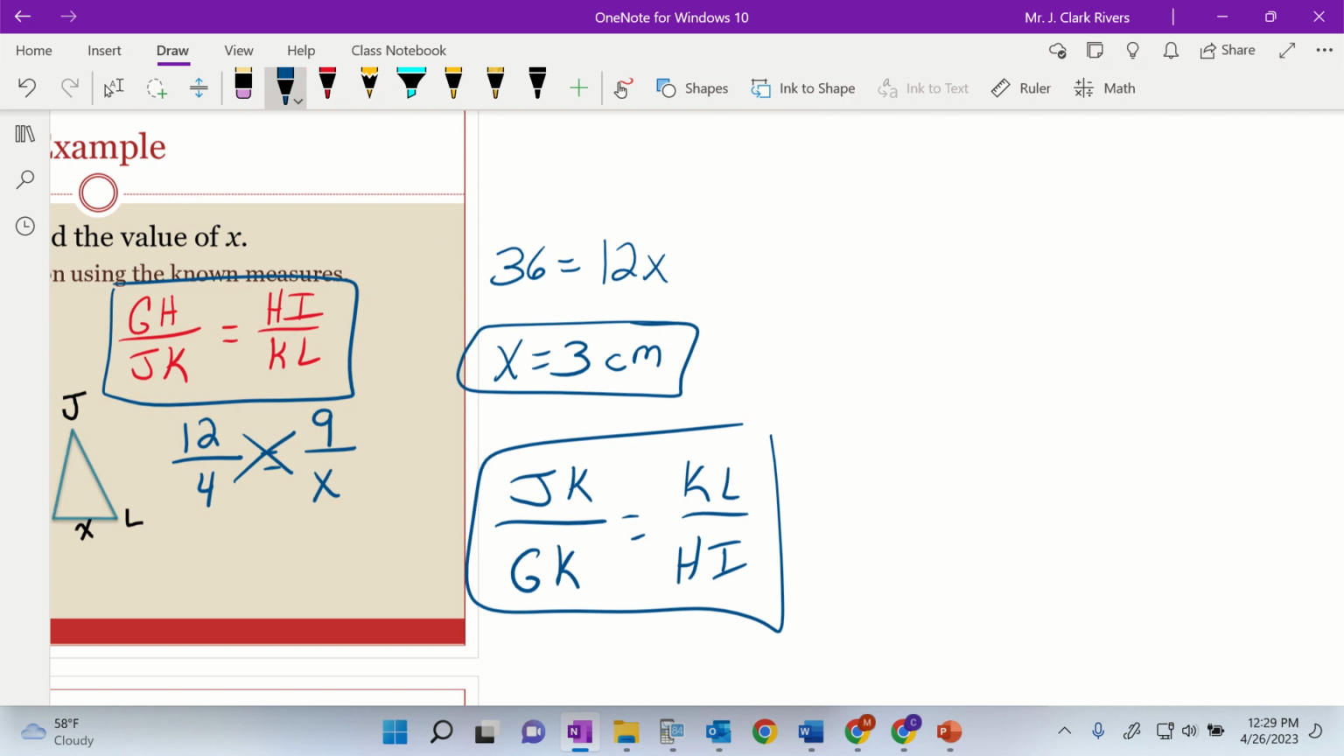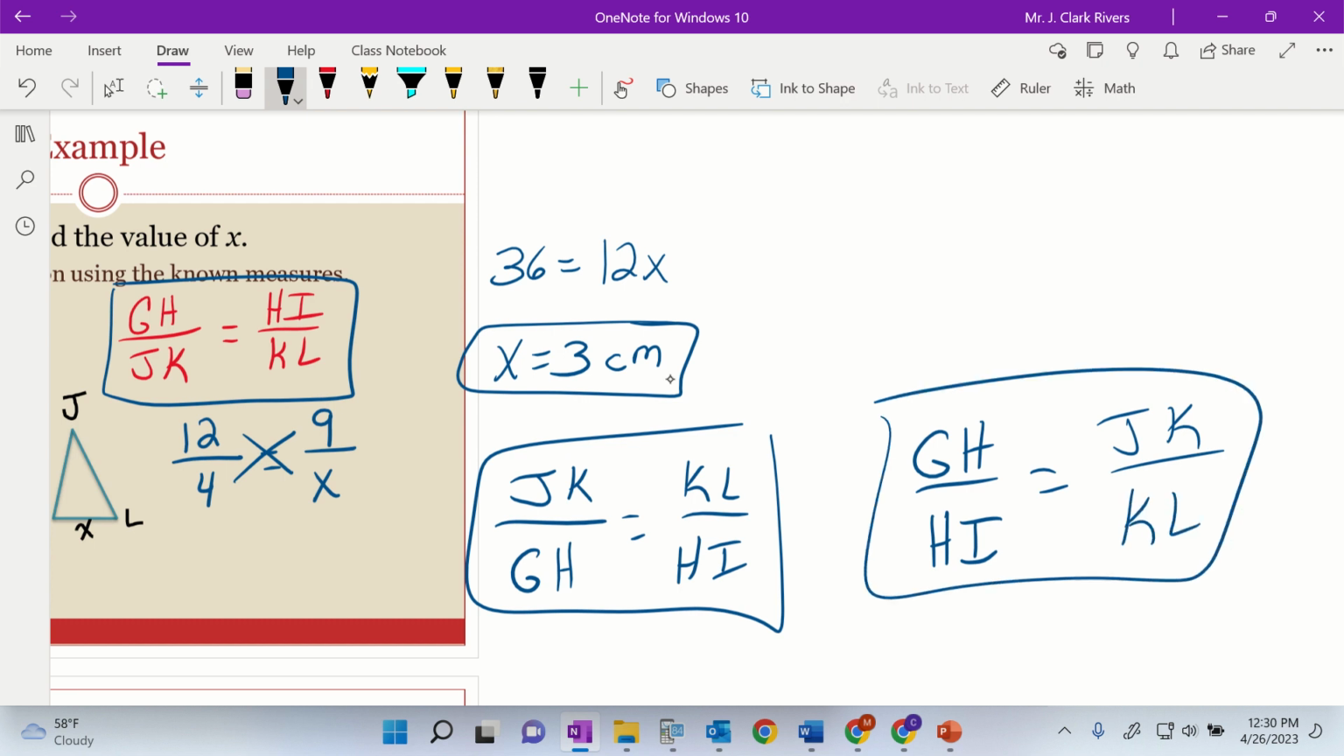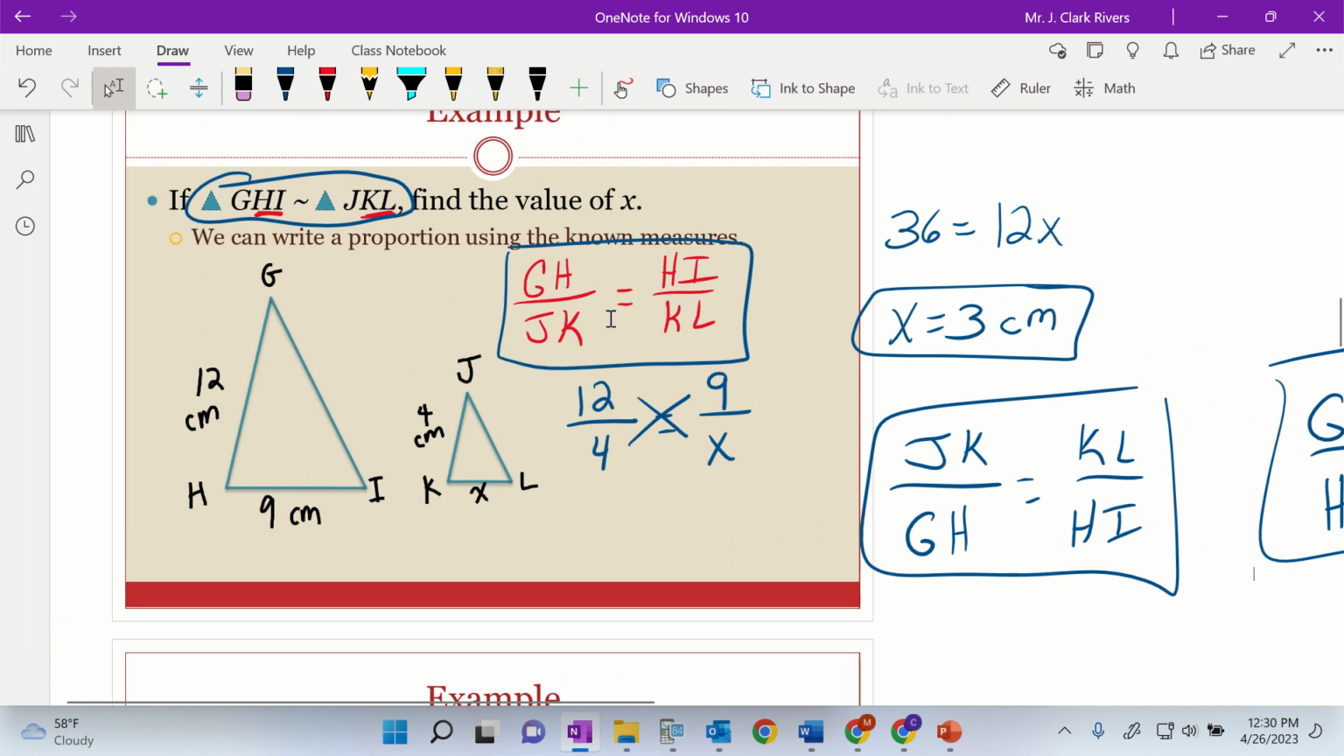Or you could do, this would also be okay. I'm sorry, GH. Thank you very much, Graham. That should be GH. Sorry about that. Or we could take the numerator. We could say numerator GH over the other numerator value HI is equal to JK, that denominator value over the other denominator value, KL. That would also be okay, as would the reciprocal of both of these right here. So there's a few different proportions that are okay to set up. That's just one of them right there in red.